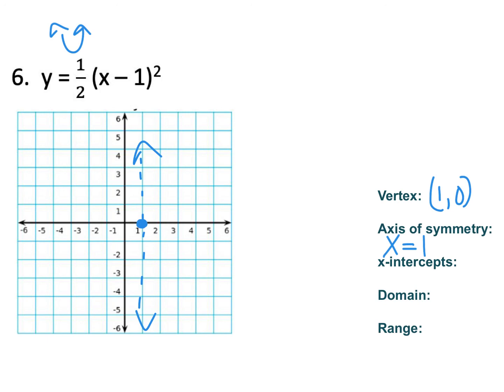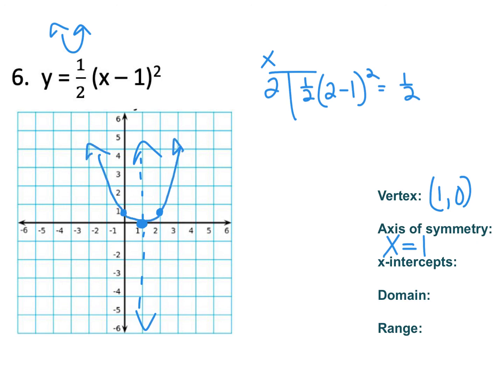So I'm going to find one value to the right, so I'm going to plug in 2. So if I plug in 2 for my x, my y would be 1/2 times (2 - 1) squared, which would be 1/2. So (2, 1/2) is right here. So by symmetry, I know I have to have one right here at (0, 1/2). And I'm going to sketch my parabola, making it as symmetrical as possible.